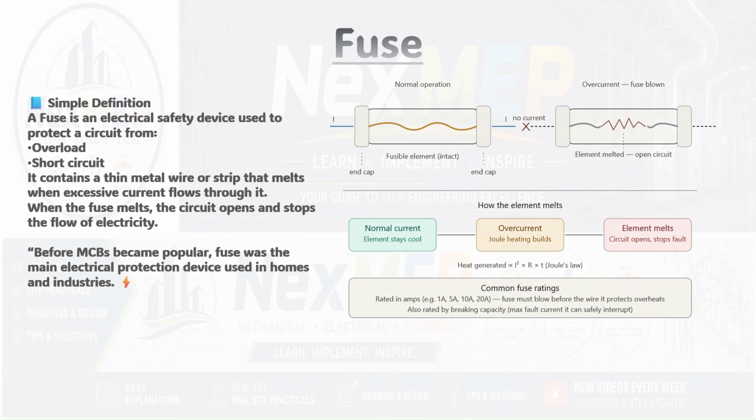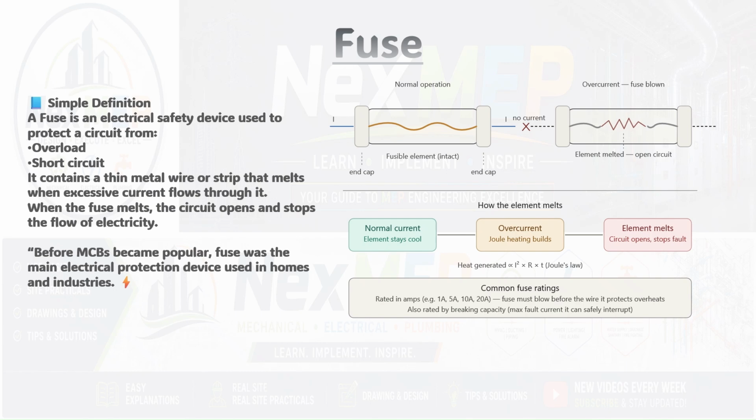Let's start with the fuse. An electrical fuse is a deliberately weak link in a circuit, a short piece of metal with a low melting point, often a tin lead alloy, that acts as a sacrificial protector. The mechanism is simple. Current flowing through any resistance generates heat proportional to I squared times R times T, Joule's law. Under normal conditions, the element stays cool. When a fault drives too much current through it, the element heats up faster than it can dissipate that heat, melts, and breaks the circuit, stopping the fault before it damages wiring or starts a fire.